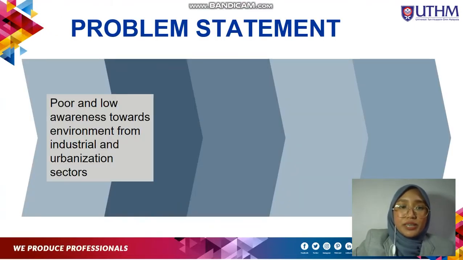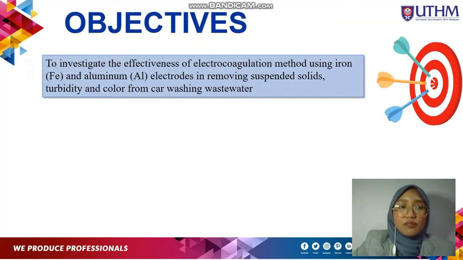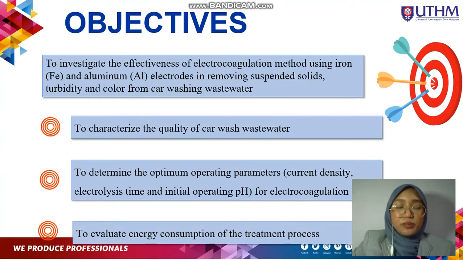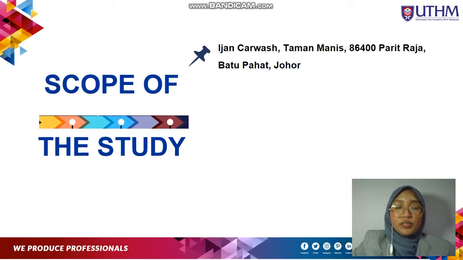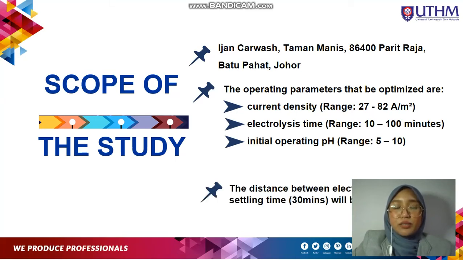For the problem statement, this is the problem statement from the studies. And the objective is to investigate the effectiveness of the electrocoagulation method using iron and aluminium electrode in removing suspended solid, turbidity and color. The specific objectives in this study are as below. For the scope of study, the wastewater will be taken at Ijan Carwash, Parit Raja. So this is the operating parameter that will be optimized. And the distance between electrodes and settling time will be kept constant, which is 5 cm and 30 minutes.